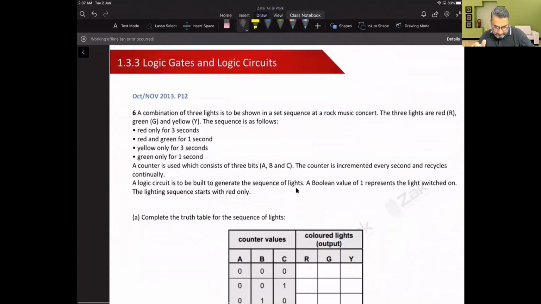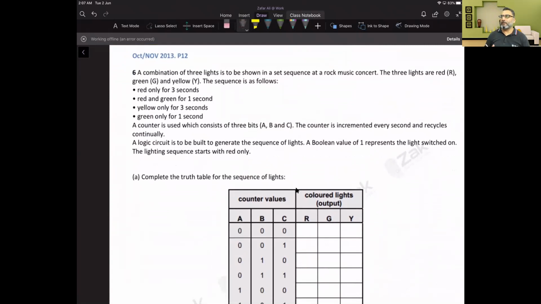Now, for this question, this is a bit tricky and different question you have to understand. A combination of three lights is to be shown in a set sequence at a rock music concert. The three lights are red, green, and yellow. Red is being represented using R, green using G, and yellow using Y. The following sequence is followed. Red only for 3 seconds, red and green for 1 second, yellow only for 3 seconds, and green only for 1 second. A counter is used which consists of 3 bits A, B, and C.